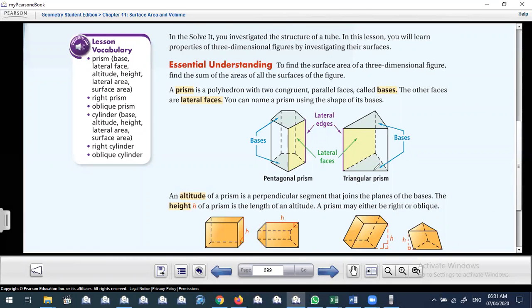This solid is called a triangular prism because its base is in the shape of a triangle. This solid is called a pentagonal prism, because its base is in the shape of a pentagon, which has 5 sides. So this is one triangular prism, and this is called a pentagonal prism.